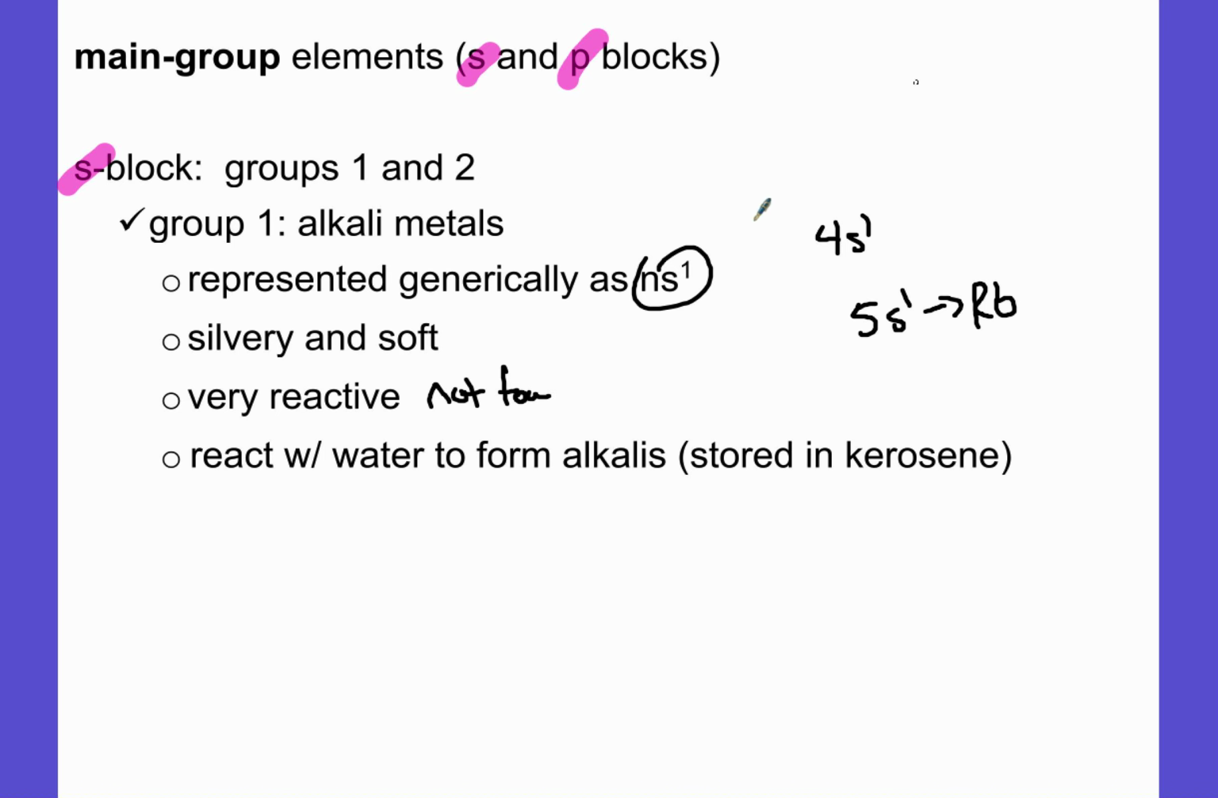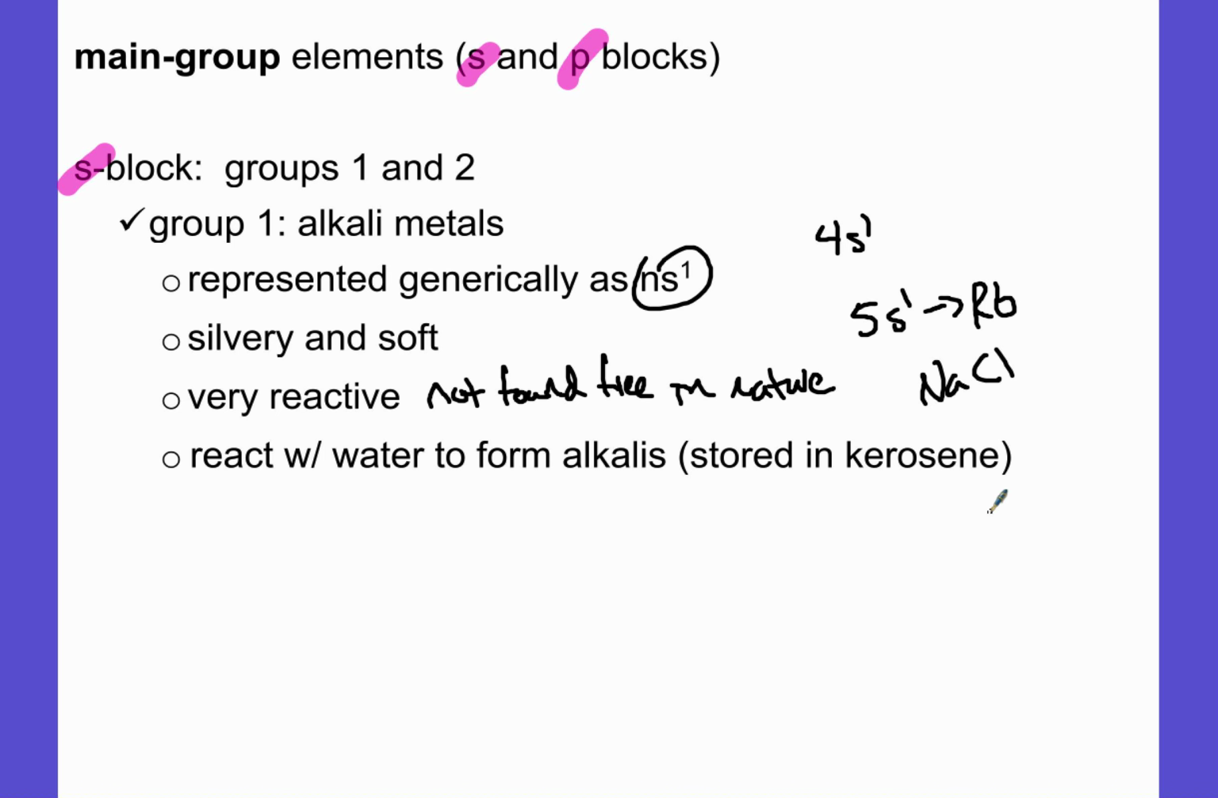So add that into your notes right here. They're not found free in nature, meaning the only way you're going to find these things is if they're already in a compound like sodium chloride that you're familiar with, salt, right? If you look at salt, it's not silvery, shiny, right? It doesn't look like a metal, but there is a metal in that compound, right?